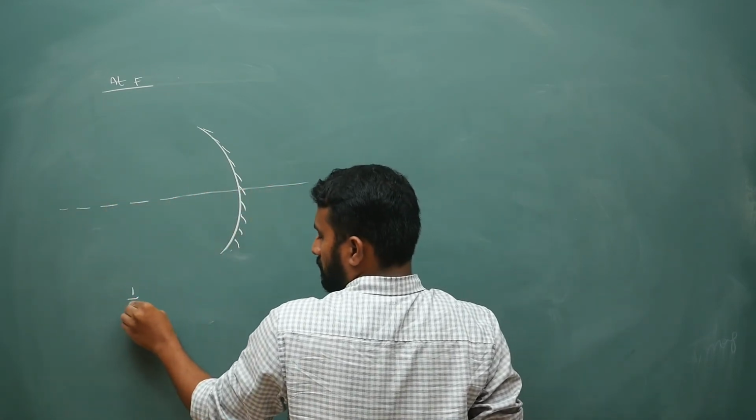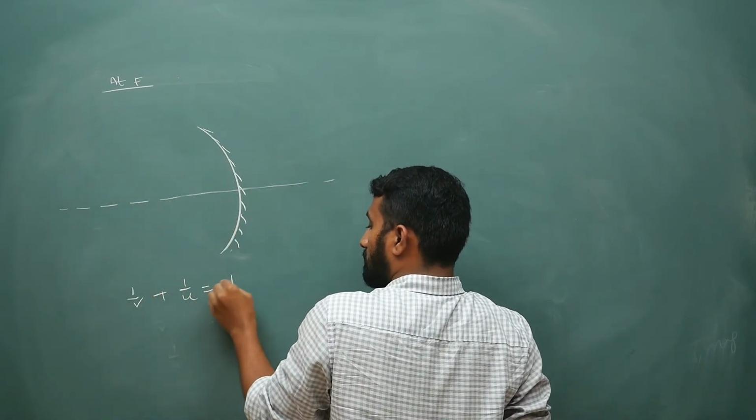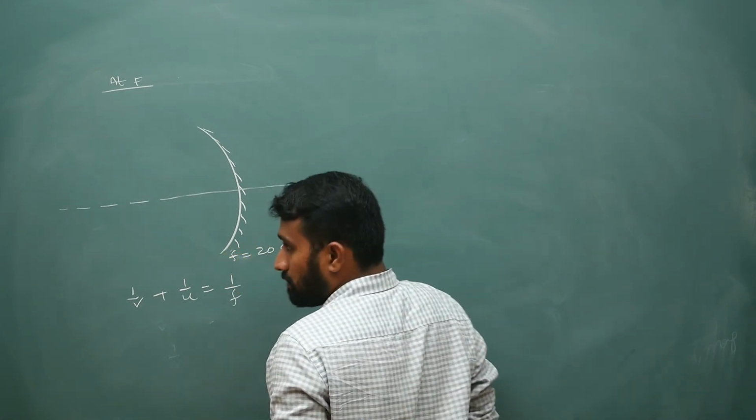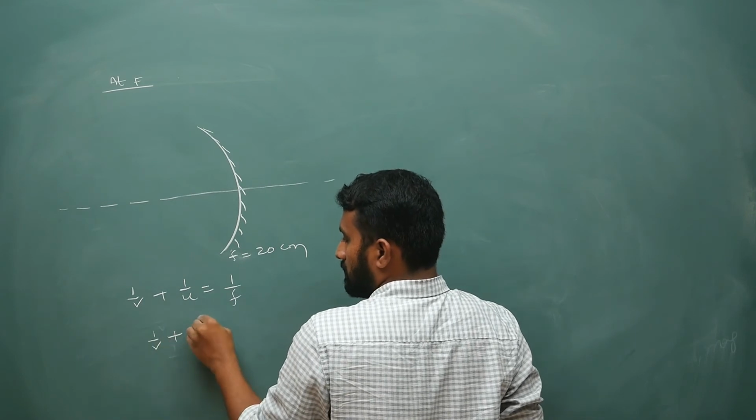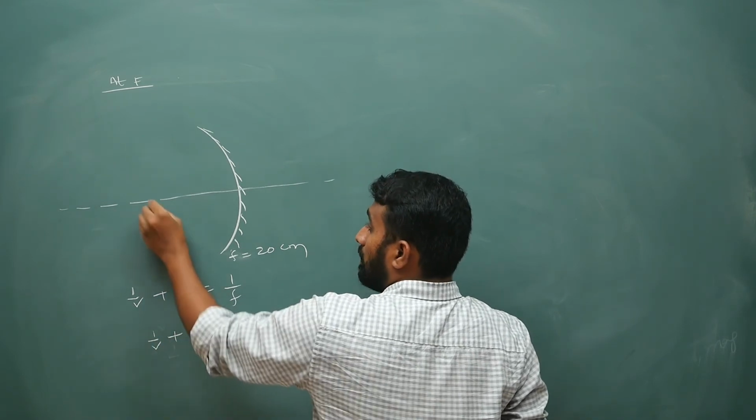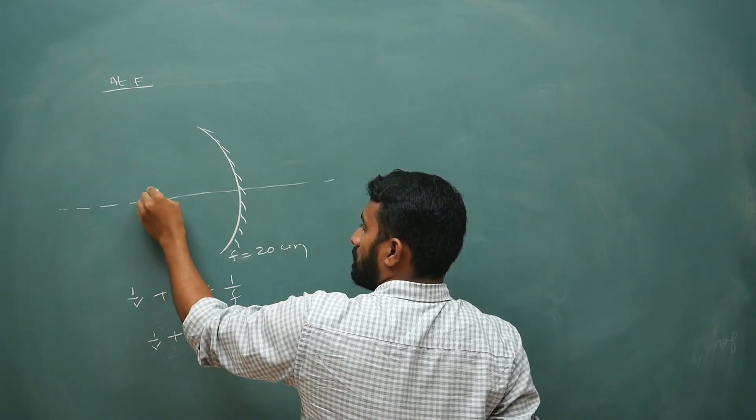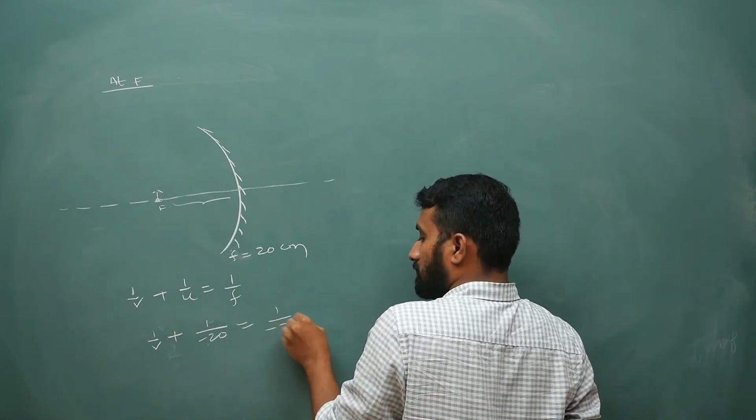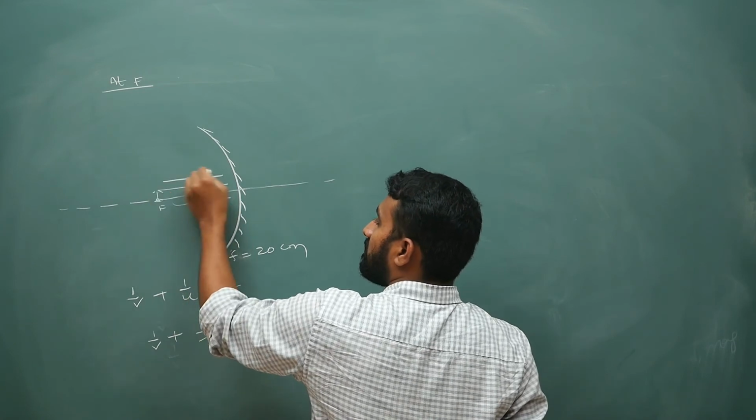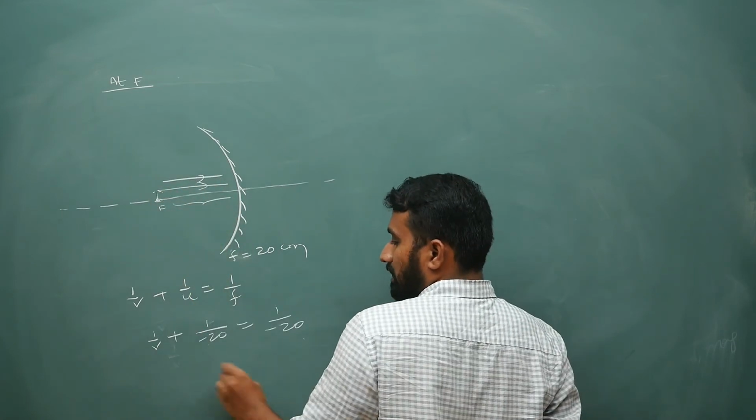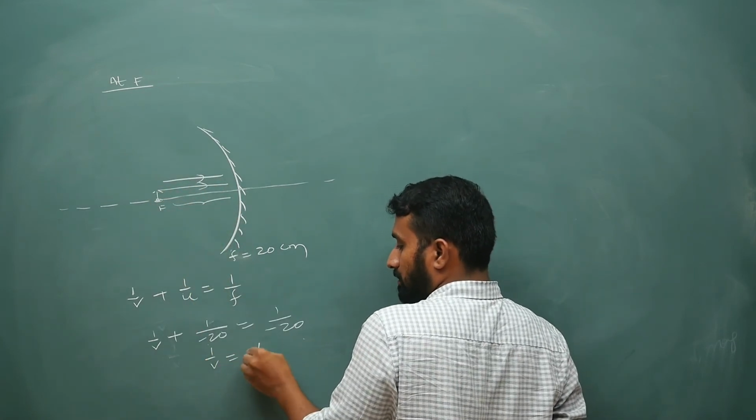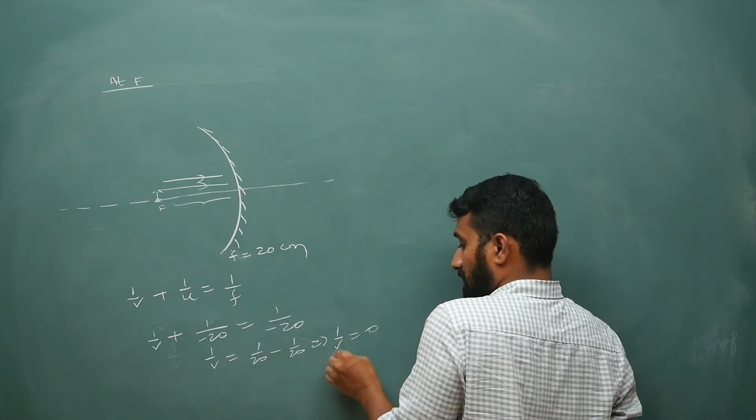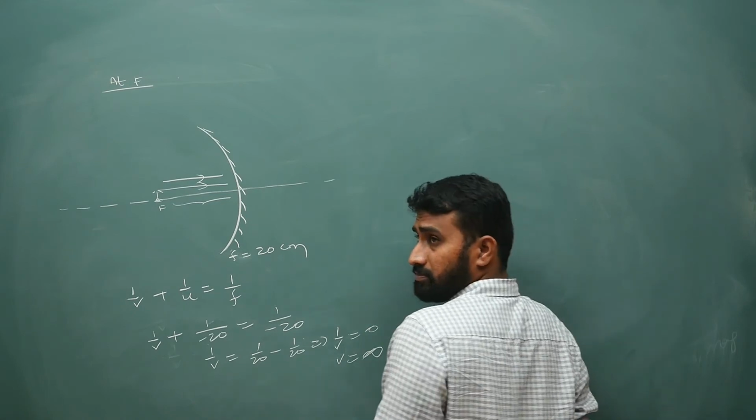I don't need to do the calculation, but still 1 by v plus 1 by u is equal to 1 by f, this f is 20 centimeter. Okay, so 1 by v plus 1 by, okay, object is at focus. So here I have to keep minus 20, that is equal to 1 by minus 20. Okay, rays will come from here, you will obviously go against incident ray. 1 by v is 1 by 20 minus 1 by 20. 1 by v is 0, that means v is infinity.